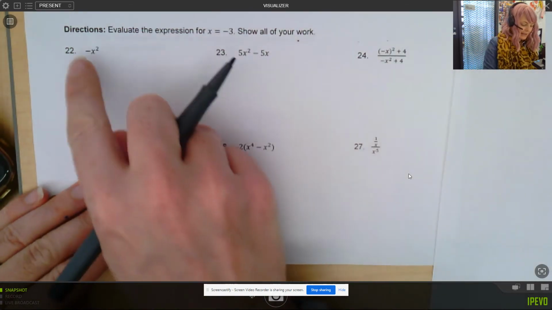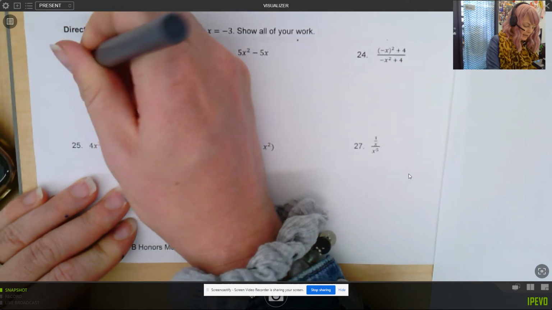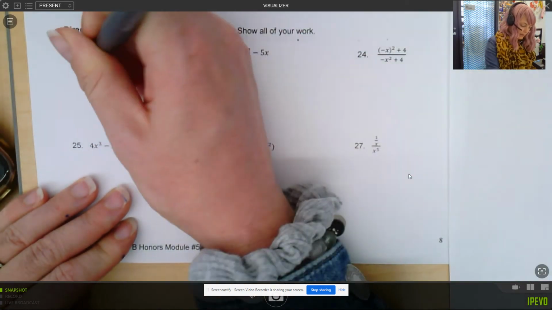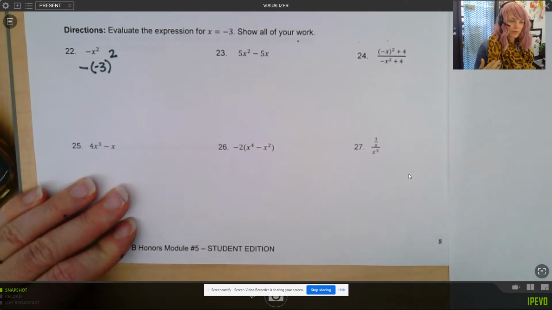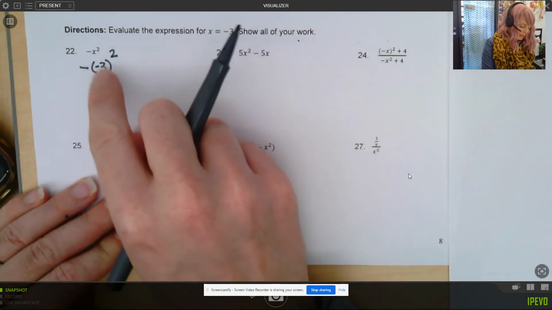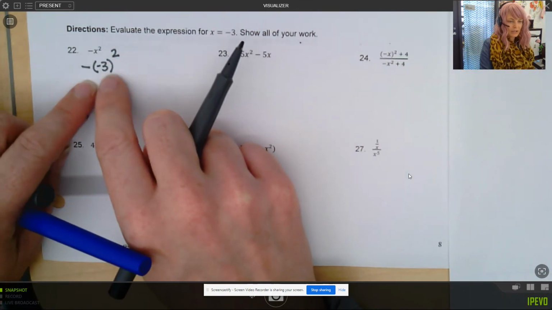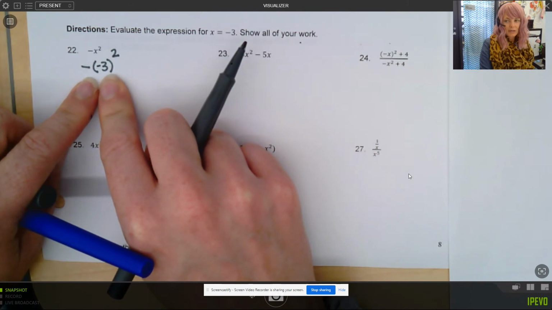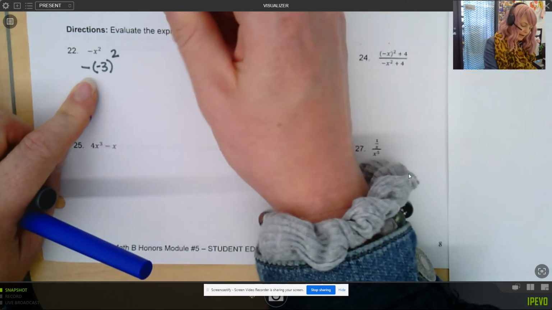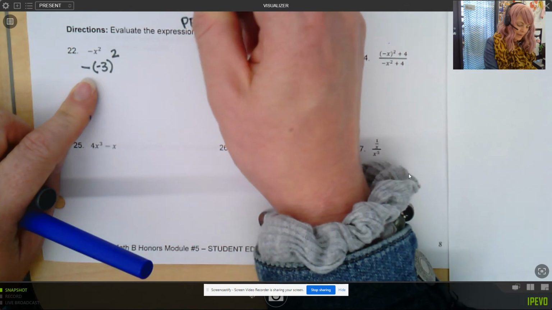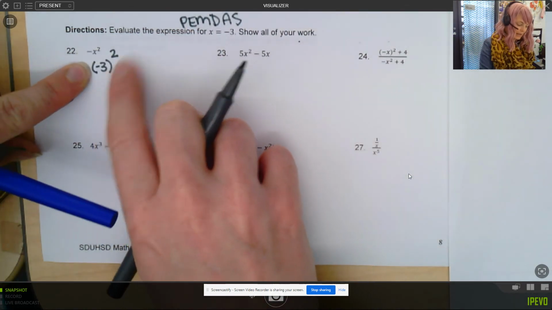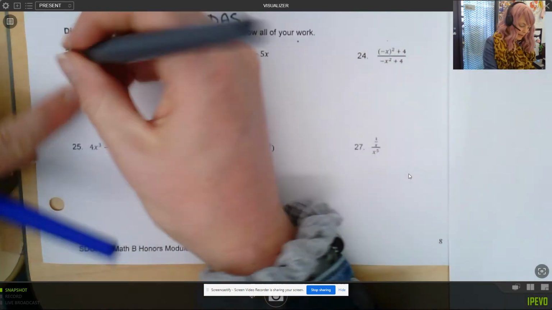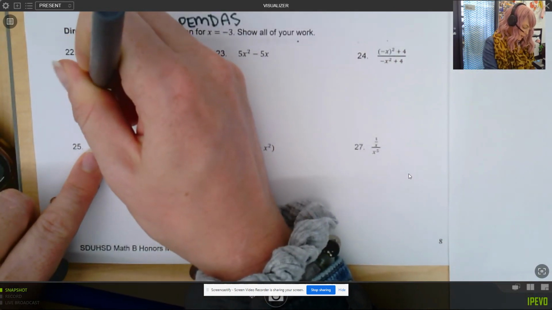22 is negative x to the second power. So negative, put parentheses where you see your x, and we want x to be negative 3, squared. Now we're going to follow our order of operations. Exponents first. I know you really want to do that negative, negative, but that's not what we are allowed to do. We have to follow the rules of PEMDAS. Write it on your page if you need to. So exponents first. Negative 3 squared, negative 3 times negative 3, is 9. So this ends up being negative 9.